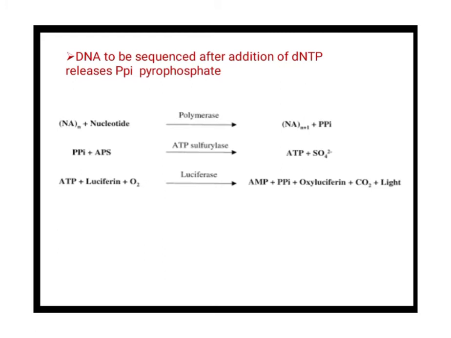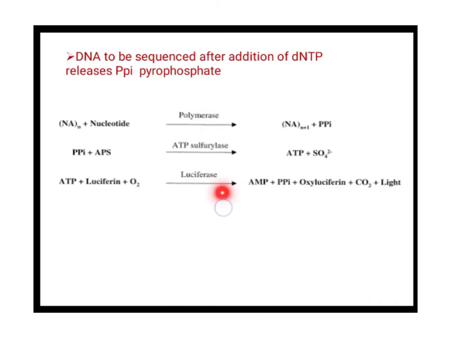Now you will see what exactly happens in the reaction. This sample which has to be sequenced, your template DNA, whenever it interacts with the dNTPs, the addition of one dNTP to the template is going to release a pyrophosphate group. This released pyrophosphate is utilized in the formation of ATP by the ATP sulfurylase enzyme. This ATP further is going to be used to emit light by the enzyme luciferase.